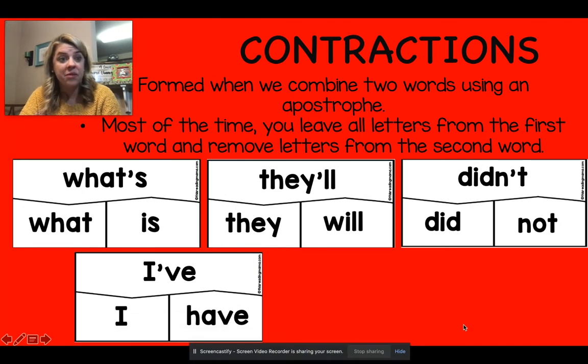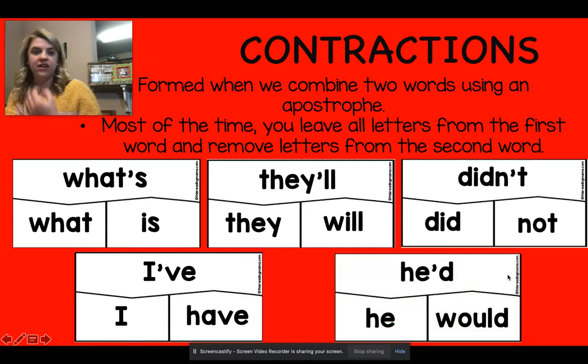All right, here we go. So, the same, all the letters are there. I is there. We are missing some letters. The H and the A are missing. So if you notice where the H and the A should be, now there's an apostrophe.